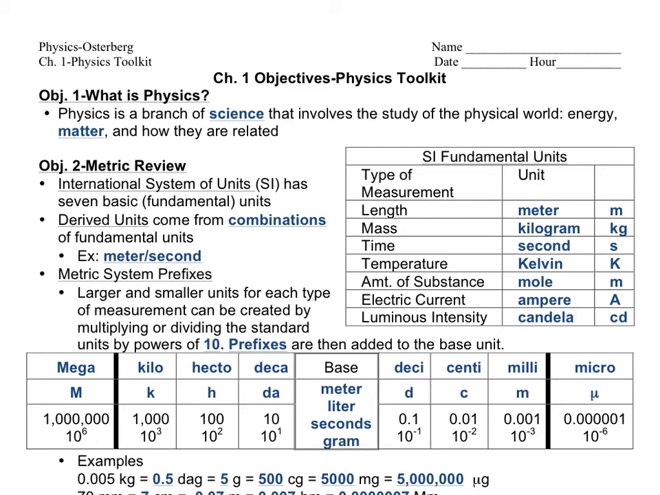This first chapter in physics is just a review of basic mathematical concepts from algebra and from chemistry that you used last year. And we'll be using these throughout the year. The first thing I want to look at here is what is physics? In looking at the definition, physics is a branch of science that involves the study of the physical world, energy, matter, and how they are related.